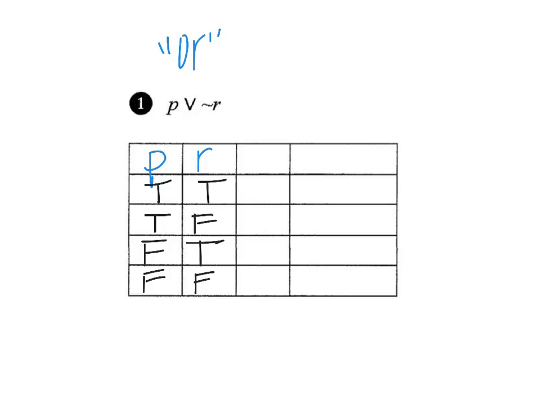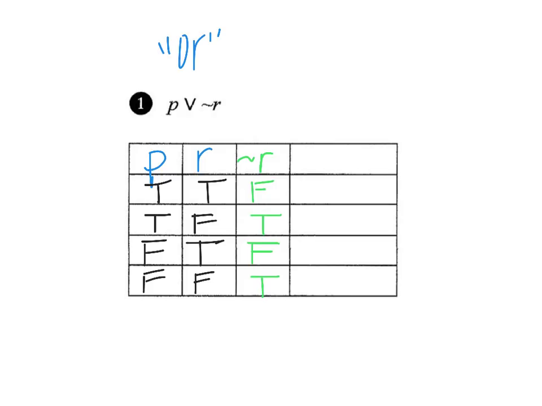Okay? Now we want to think about our negations. We do have one negation here. We have a not R, okay? So we want to write that in its own column. Now the not R, what we're going to do is look at our R column and negate it. So if this is true, this has to be false, all right? If this is false, this has to be true. If this one's true, this has to be false. And last but not least, if the last one's false, this one is true.